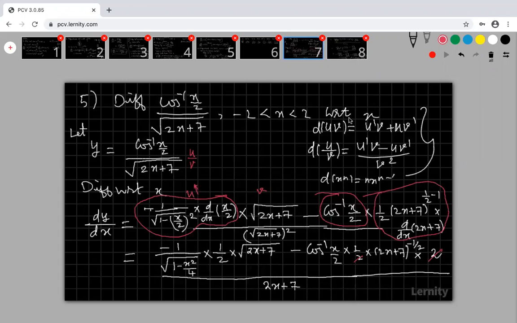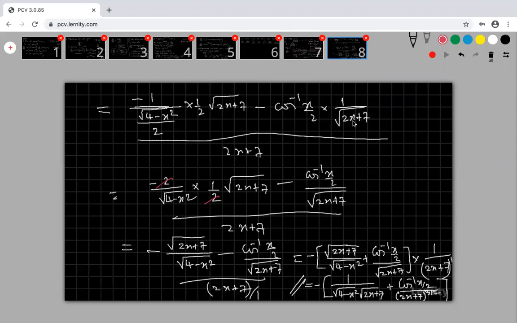This power half can be written in the denominator. Power half means you bring it to the denominator, it will become 2x plus 7 the whole power 1 by 2. So that will become root of 2x plus 7. Now you bring this term to the numerator, and these 2 and these 2 will get cancelled. So therefore I am getting root of 2x plus 7 divided by this, cos inverse of x by 2 divided by this denominator, 2x plus 7.